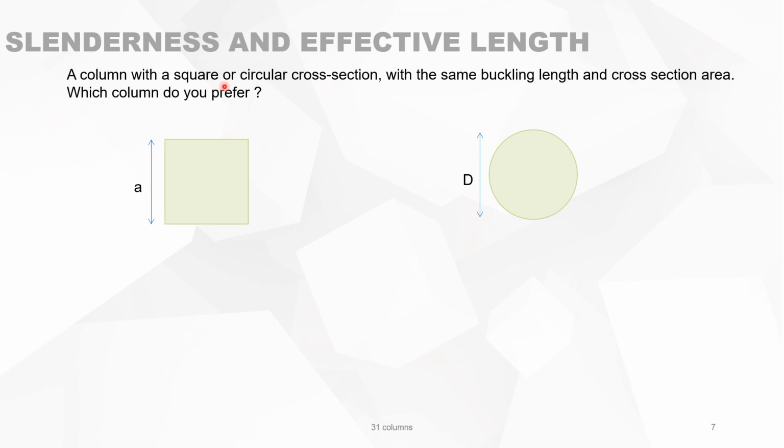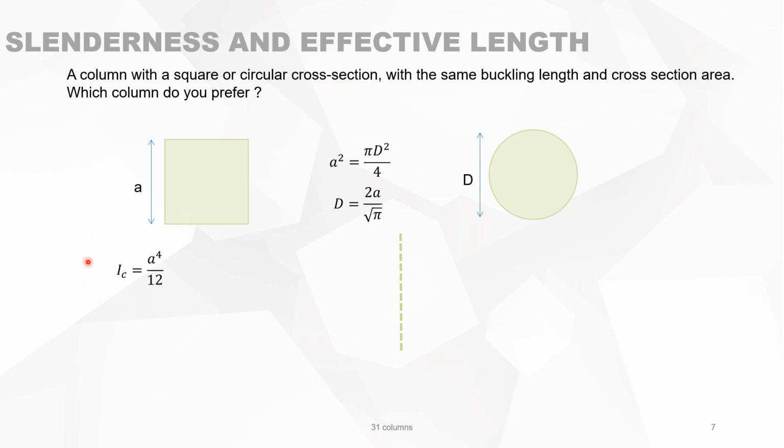Now, a column with a square or a circular cross section, and you can choose. We suppose that we have the same buckling length, or the same effective length, and the cross-sectional area is the same. Two columns identical to each other, same quality grade, and so on. Which column do you prefer now? You have a square column with a size a, and the cross section is equal to that of the circle, then it means that a squared must be equal to pi D squared over 4, or D is 2a divided by square root of pi.